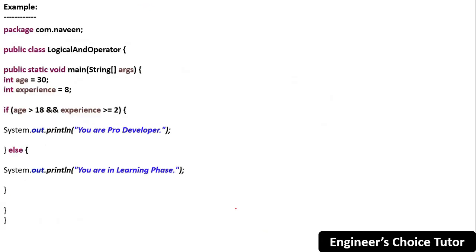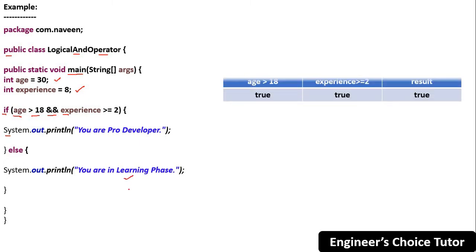Fine. Now let's see one example. I have this class, public class LogicalANDOperator, and its main method, public static void main(String[] args). I have taken two variables: int age is equal to 30, int experience is equal to 8. Here, if age is greater than 18 logical AND experience is greater than or equal to 2, then print "You are a pro developer", else print "You are in learning phase". So see what happens in this case.